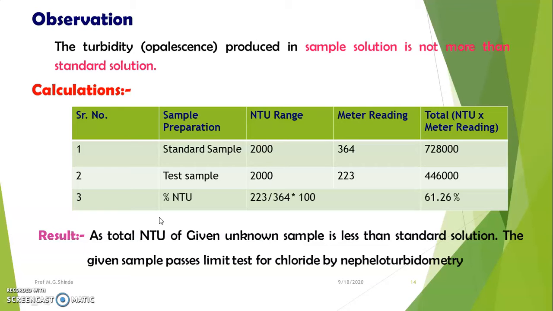After calculation, we got total NTU for the standard sample as 7,28,000, while for the test sample it is 4,46,000. So the percentage NTU calculation shows that it is about 61.26%. And here we can conclude that as the total NTU of the given unknown sample is less than that of the standard solution, the given sample passes the limit test for chloride by nepheloturbidometry.